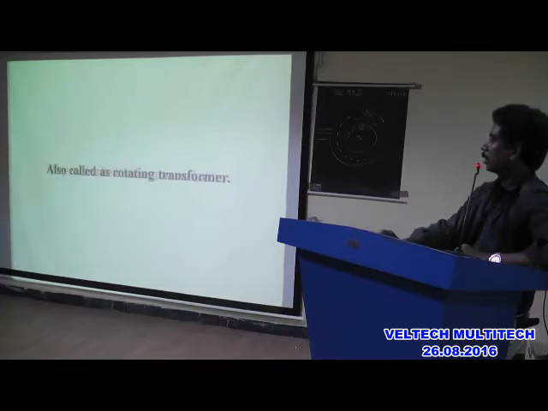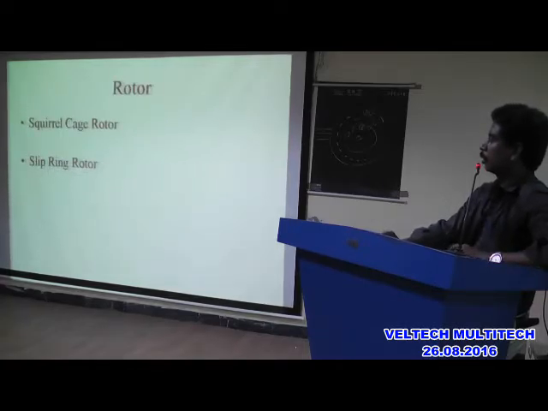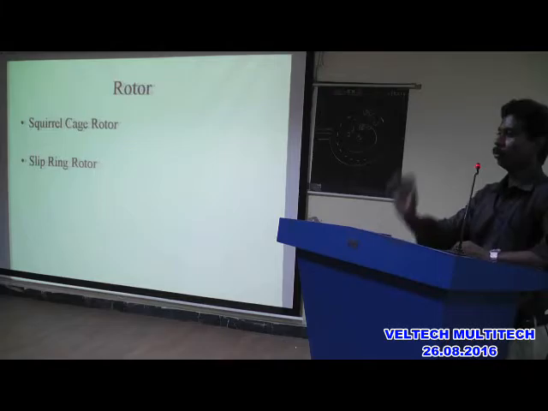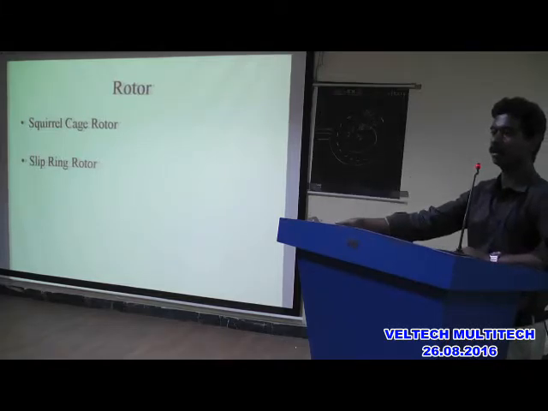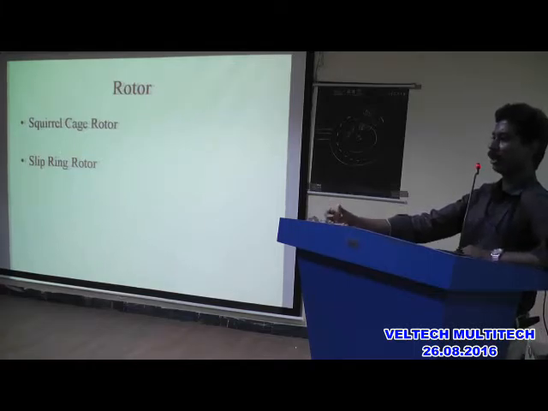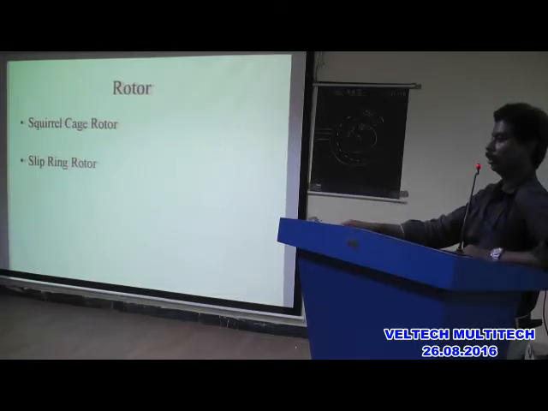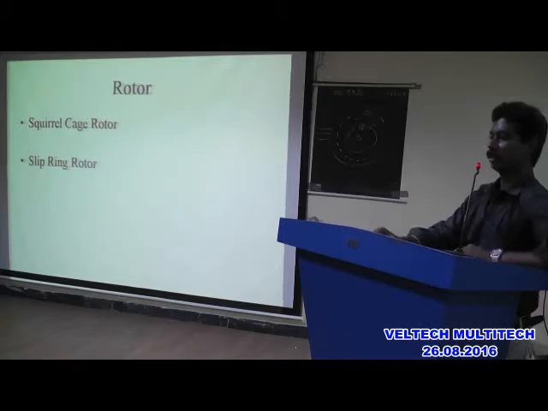So why is it called an induction motor? It is also called a rotating transformer. You know the types of rotor: squirrel cage rotor and slip ring rotor. Most motors, about 90%, use the squirrel cage rotor. Only for specific applications do we use the slip ring induction motor. For example, if you want to develop some torque even at the time of starting, we can use the slip ring induction motor.